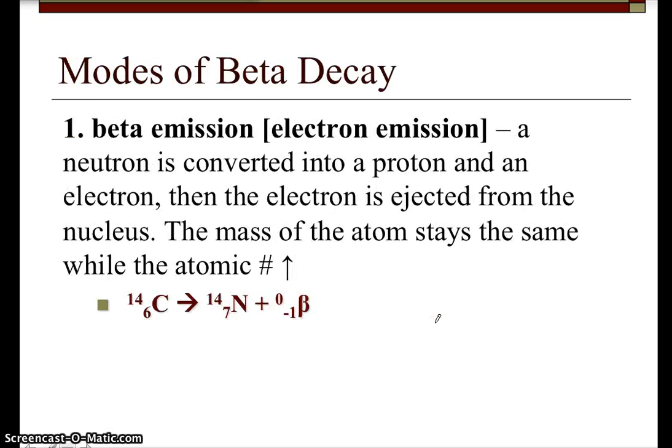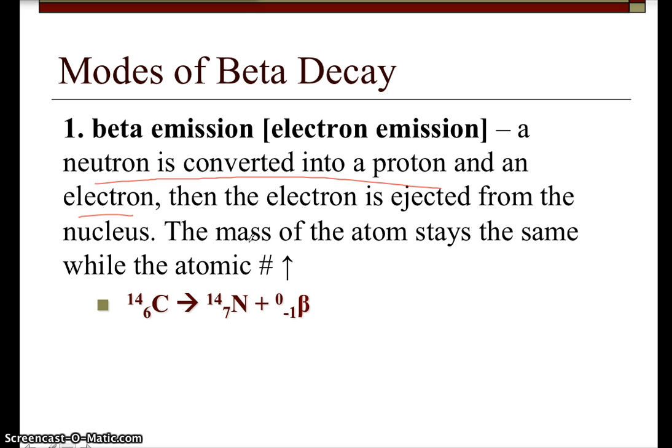This beta decay can happen 3 different ways. By far the most common is beta emission, so giving off a beta particle. That means that a neutron gets converted into a proton and an electron. Then the electron gets kicked out because electrons do not belong in the nucleus.